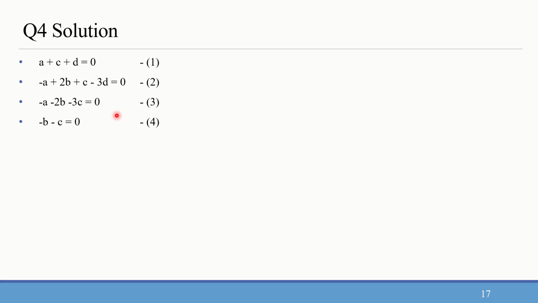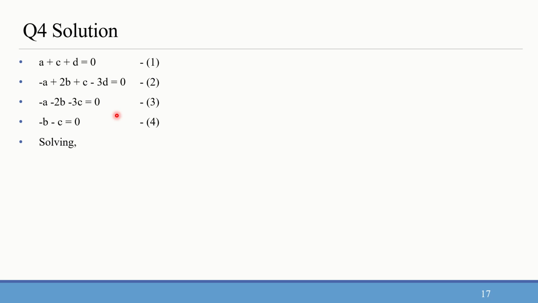So the number of equations is equal to the number of unknowns. It is a proper, well posed problem. We have 4 unknowns and we have 4 equations. Now what will we do? We will solve for the values of A, B, C and D.